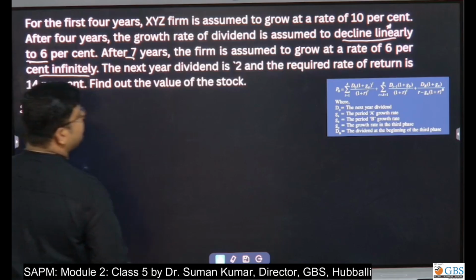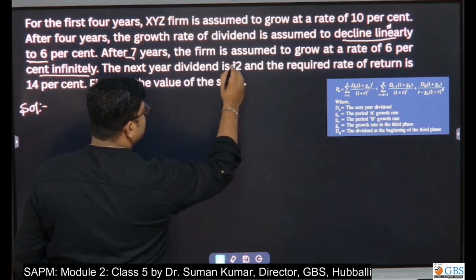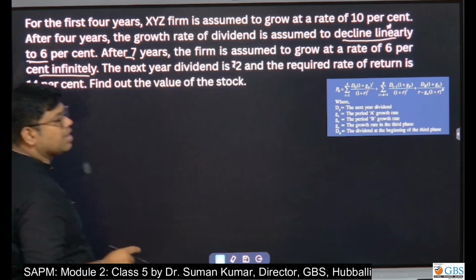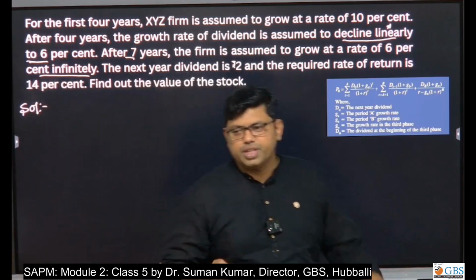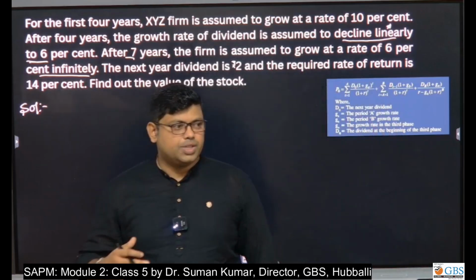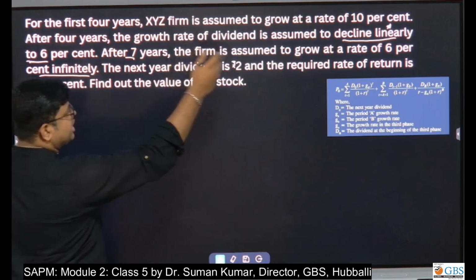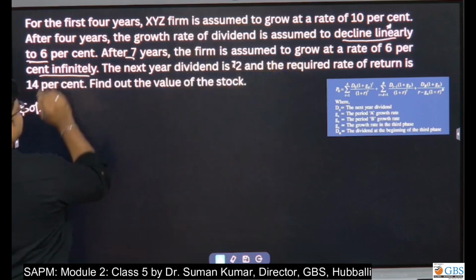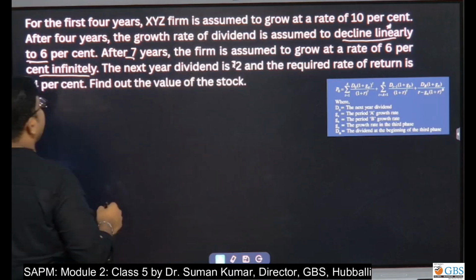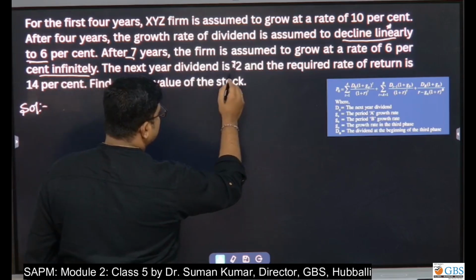infinitely. The next year dividend is rupees 2. And the required rate of return is 14%. Find out the value of the stock. Very simple, straightforward question, but there are three stages. So the first stage with 10% growth rate, the second stage declining linearly to 6%. After 7 years, the firm is assumed to grow at the rate of 6% infinitely. The next year dividend is rupees 2.